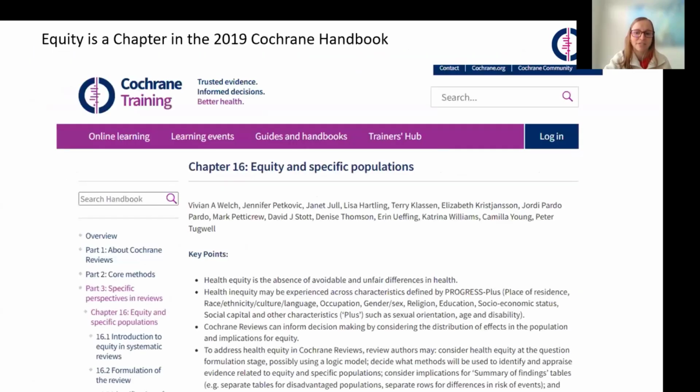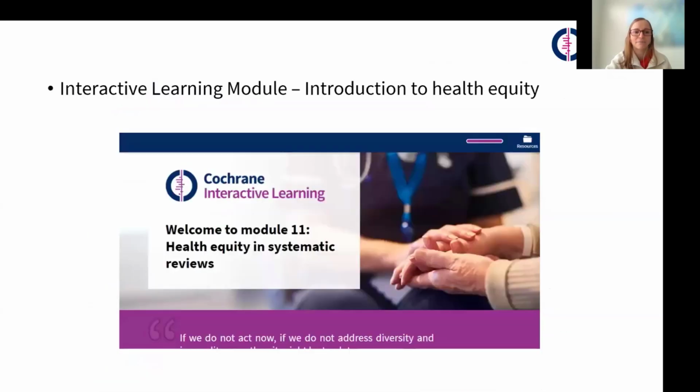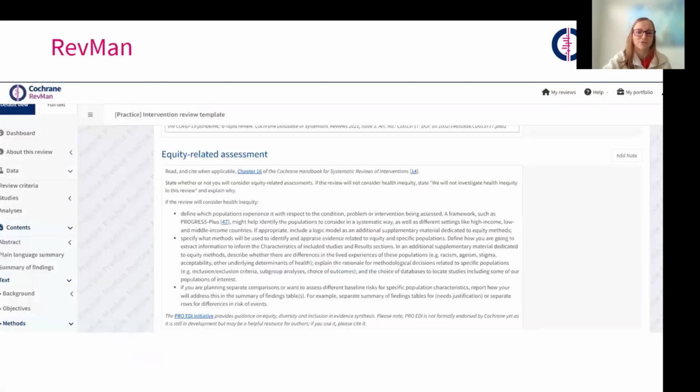So now that we've done a brief introduction to health equity, we can tell you about how to include equity in your reviews. So first, there is a chapter in the Cochrane Handbook from 2019 that looks at equity in specific populations and sets out how you can plan your review to include health equity considerations. Next one. And then there's also an interactive learning module that talks about health equity in systematic reviews. And the next one.